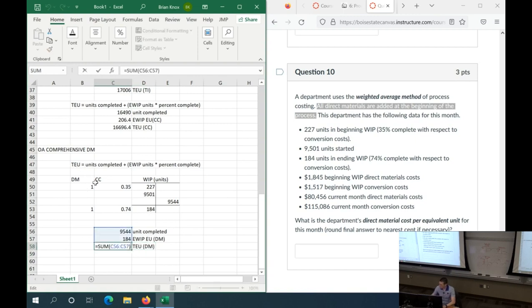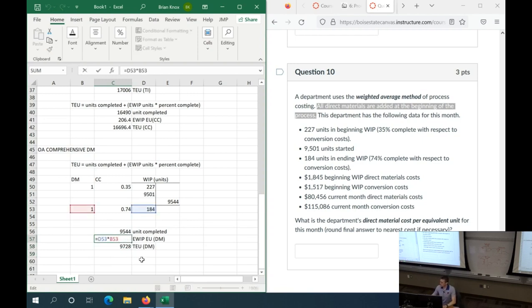And then TEU, like it says, is units completed plus the ending WIP equivalent units, which is right here. And so this is our denominator. So far so good? Any cells you want to see? Yeah, can I see the EWIP?